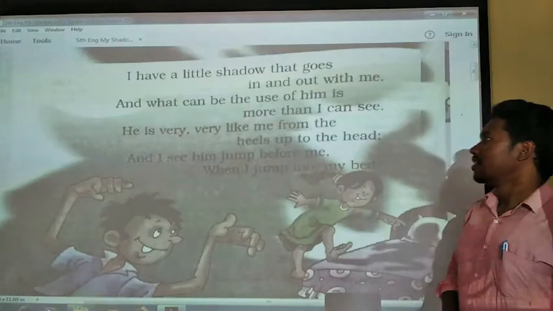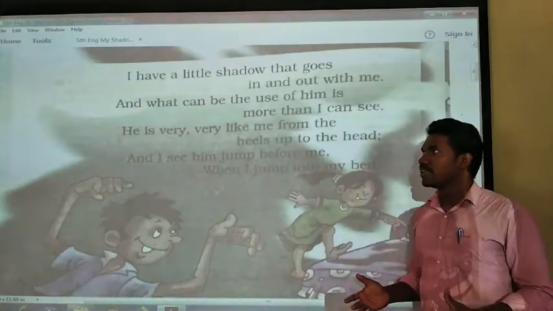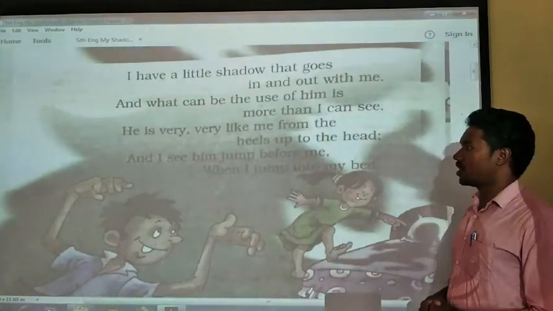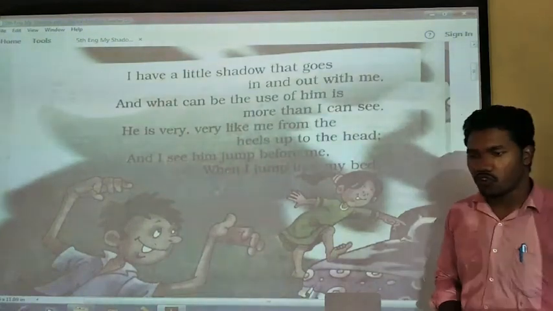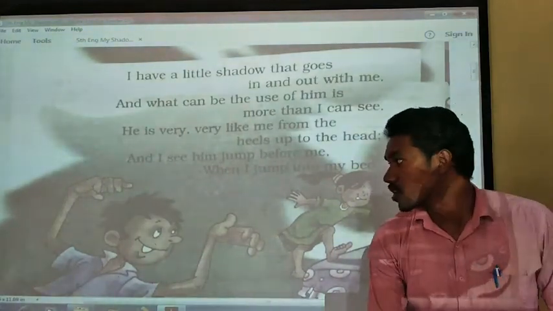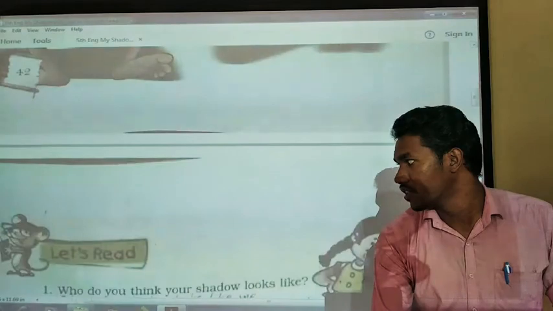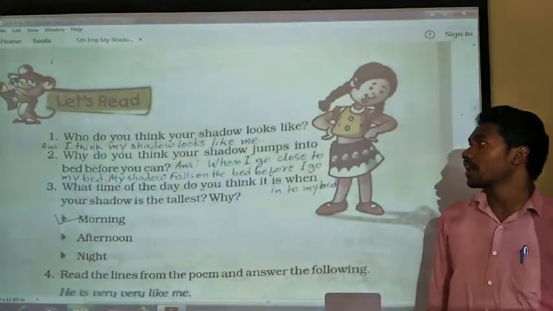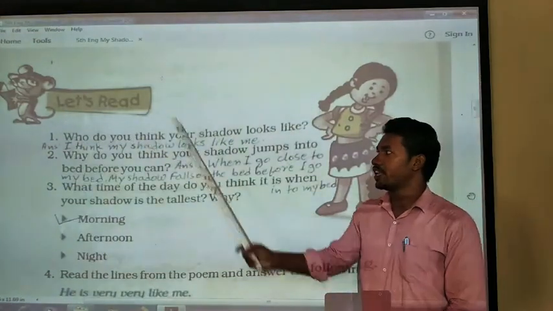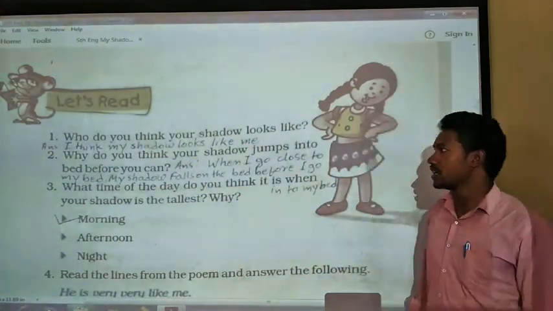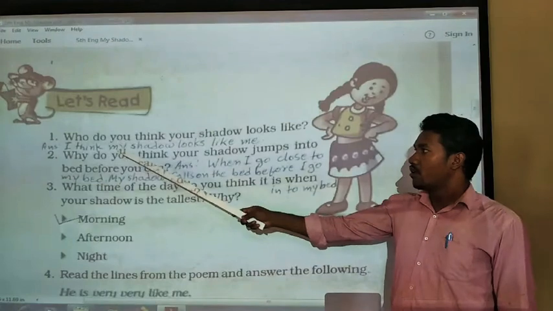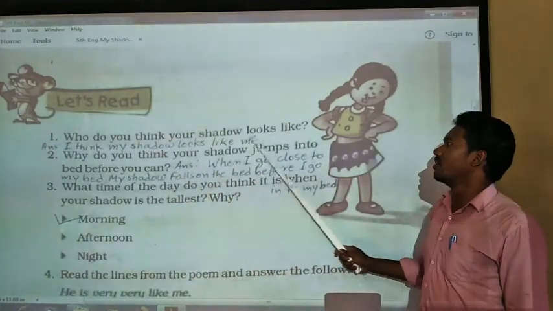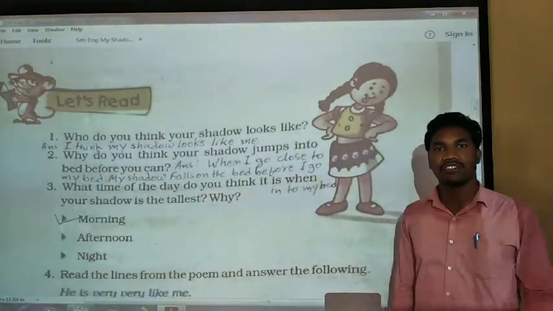Now keeping in mind the shadow, let us try to do the question and answer based on this poem, this lesson. And we start here with question number 1. Let us read. Let us see the first question. Who do you think your shadow looks like?